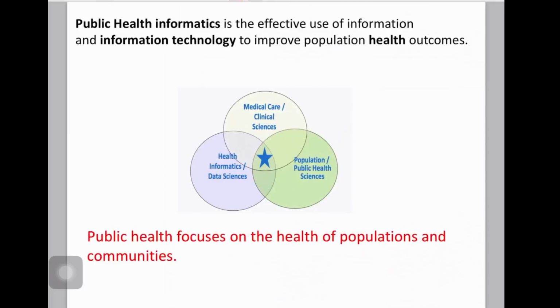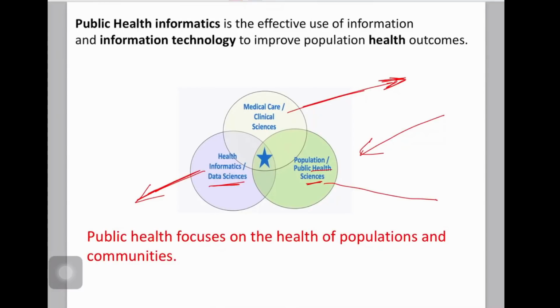If you see this Venn diagram, we have this circle with the medical clinical sciences, or health sciences, you can say. Then this is health informatics and data science. In this field we discuss data analysis techniques, understanding and interpreting the data. Then we have the population and public health sciences. And at the intersection of all these circles, we have this one, which we call public health informatics.